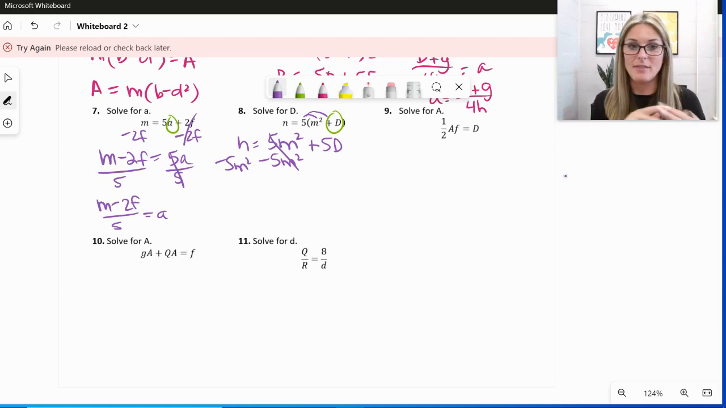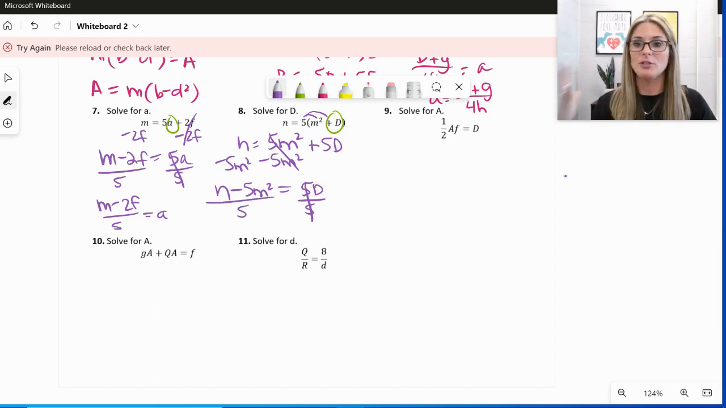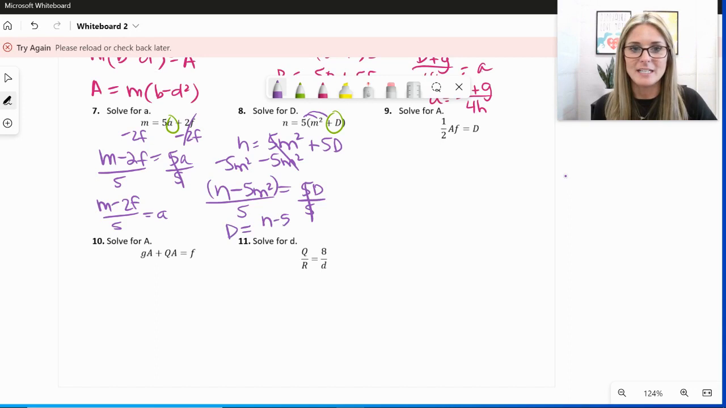You can't actually combine them. Just write them how you see them. N minus 5m squared equals 5d. Divide by the coefficient 5 and divide everything, right? We talked about that earlier. If you divide both sides, we mean everything. So give it a big division there. If you need to, you can put parentheses around the top, and we are done. Flipping it over would say d equals n minus 5m squared all divided by 5.